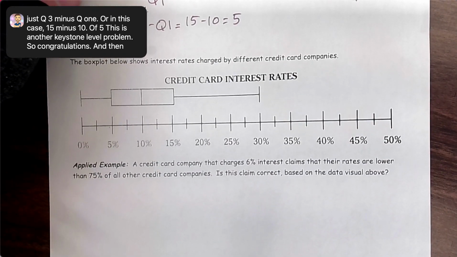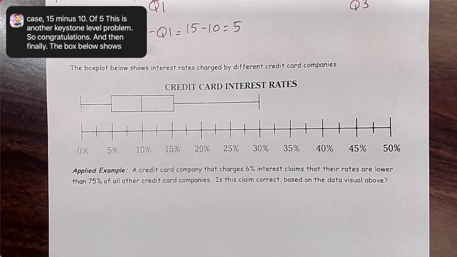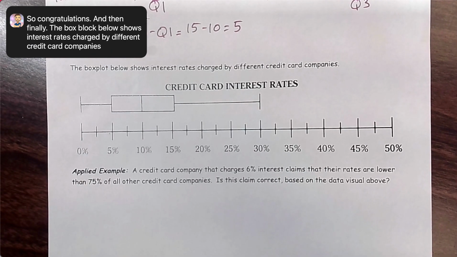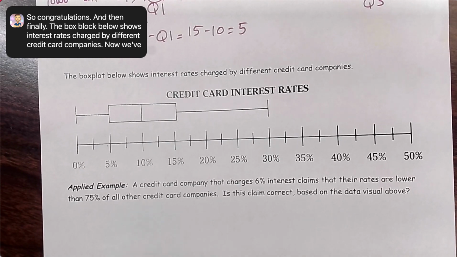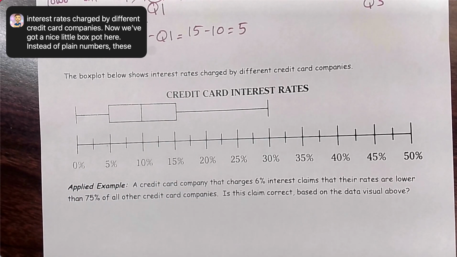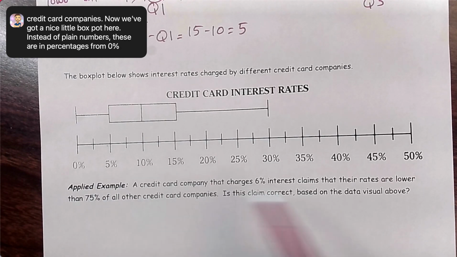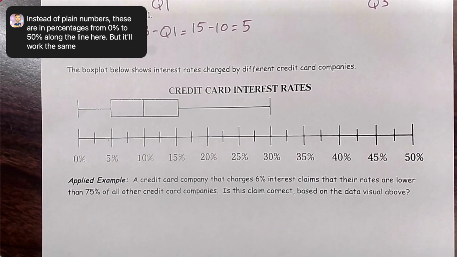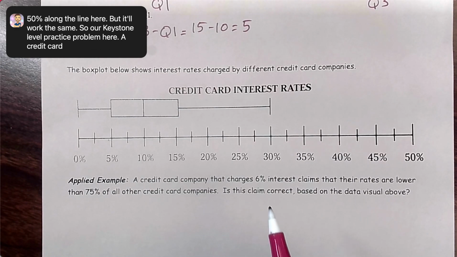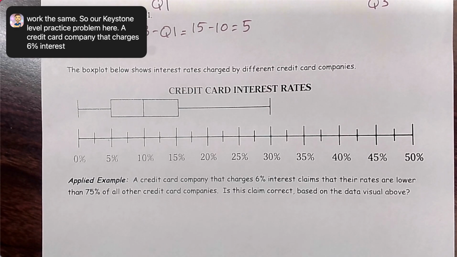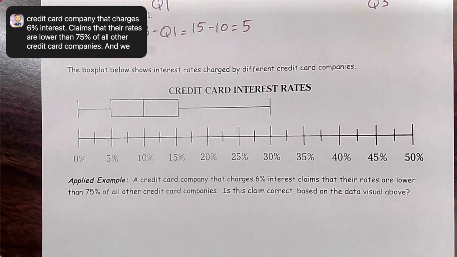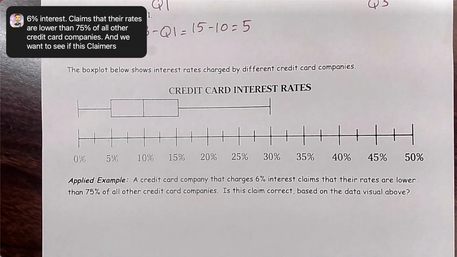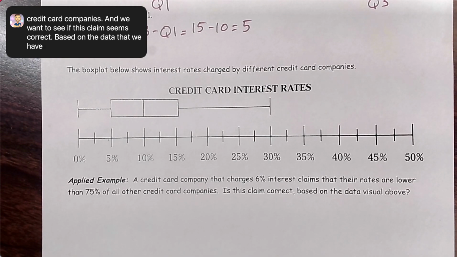And then finally, the box plot below shows interest rates charged by different credit card companies. Now we've got a nice little box plot here. Instead of plain numbers, these are in percentages from 0% to 50% along the line here, but it'll work the same way. So our Keystone level practice problem here. A credit card company that charges 6% interest claims that their rates are lower than 75% of all other credit card companies. And we want to see if this claim seems correct based on the data that we have here, which is this box plot.